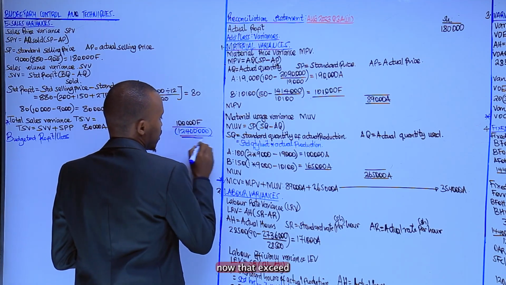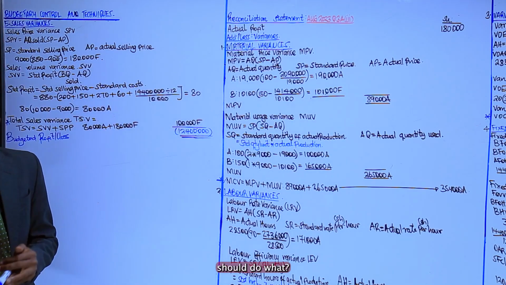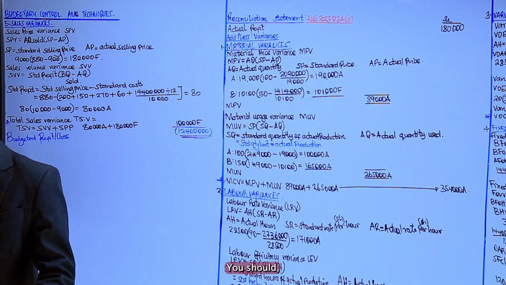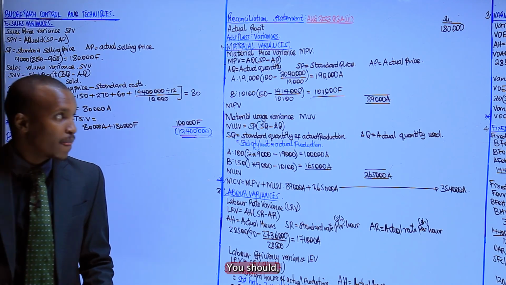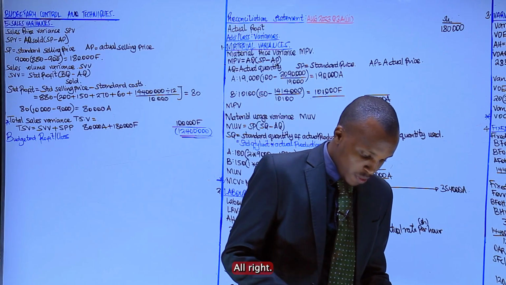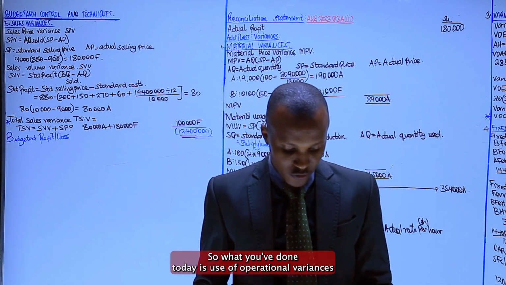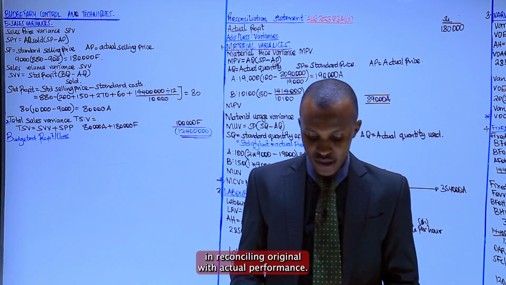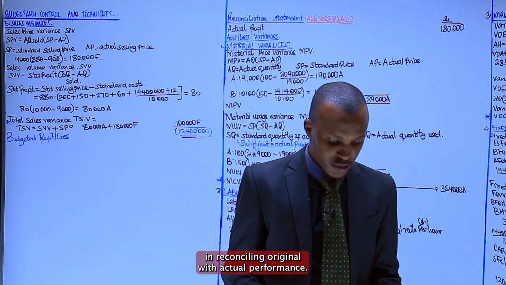Now that we said, we should include all the zeros. All right. So what we've done today is use of operational variances in reconciling original with actual performance.